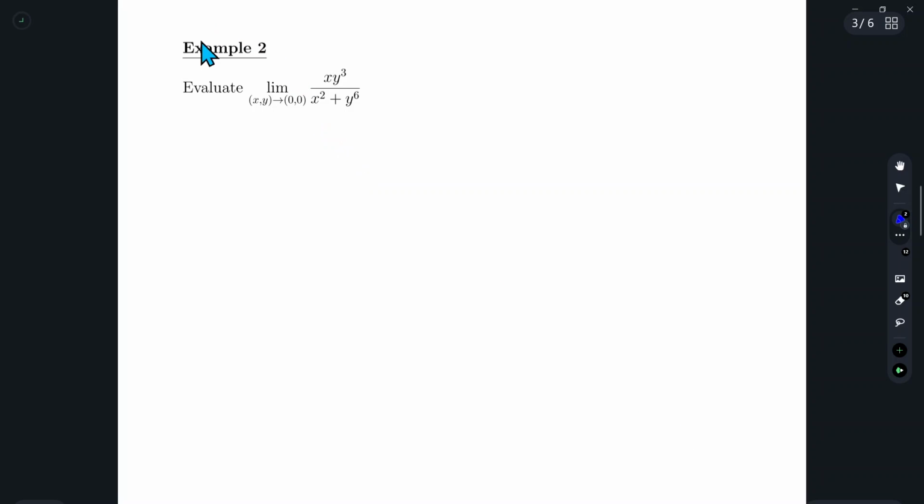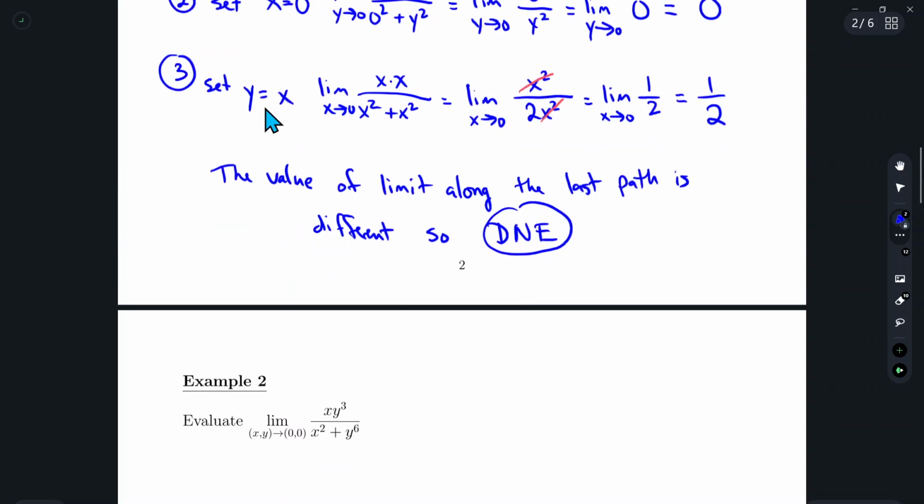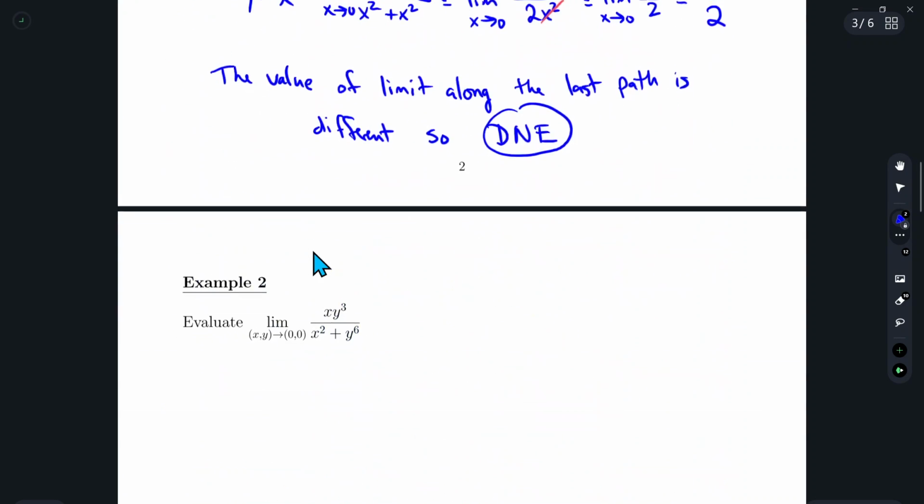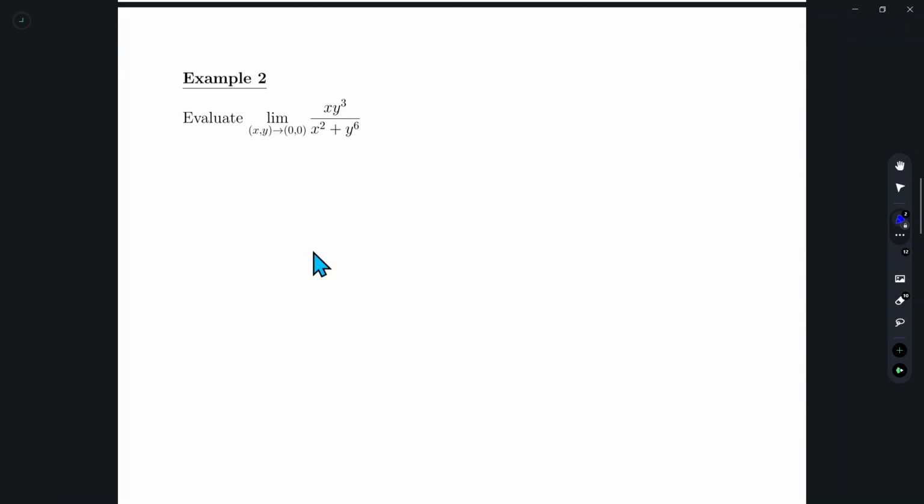Okay, so taking a look at example 2, we're going to again try to show that the limit doesn't exist, but we'll see that this is a slightly more complicated situation. Okay, so in any case, we're going to basically follow this procedure again, starting with simple paths first, and slowly taking more complicated paths. So let's try to do that.